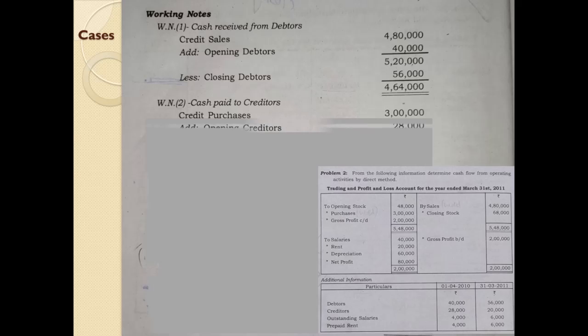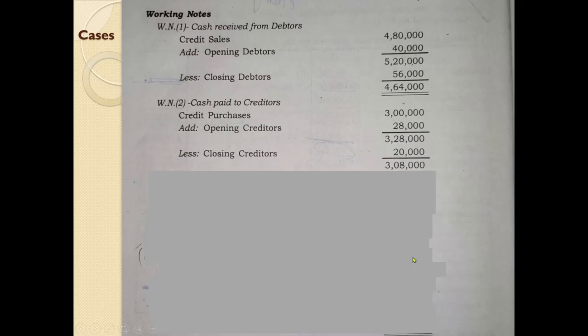From credit purchases, you need to add back opening creditors. In the question, opening creditors is already given as 28,000. And you will get an amount. From that you need to deduct closing creditors so as to get the amount paid to creditors. This is almost similar to the preparation of debtors. In this case also you can prepare a ledger account, and by balancing that account you will get the same amount, 3,08,000. You can follow any one of the methods, it's up to your discretion. So this is how you prepare cash received from debtors and cash paid to creditors.